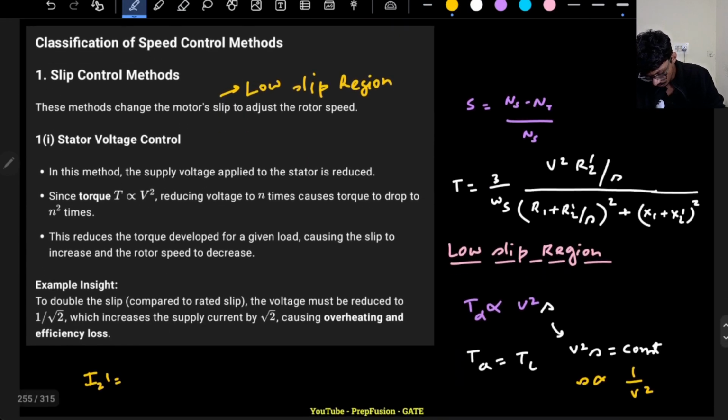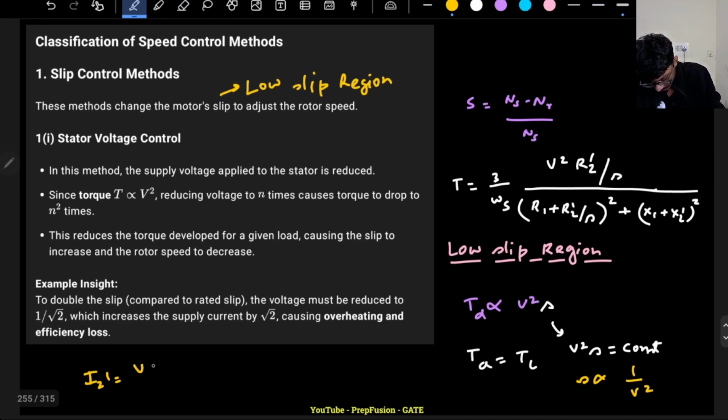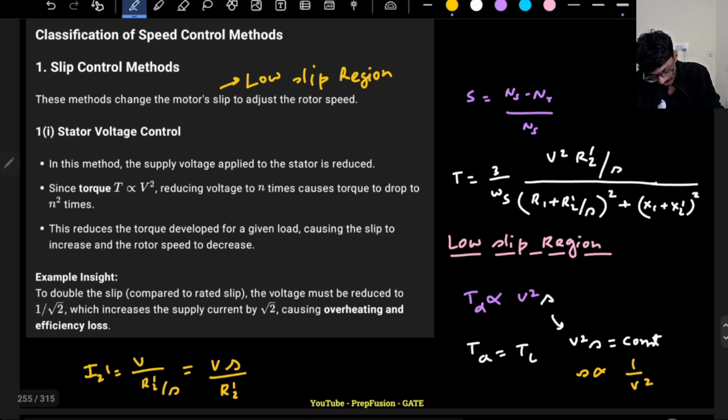So what is happening to the current? Roughly the current will be voltage upon the resistance, that is R2 dash divided by S, which equals V into S divided by R2 dash. What have I told you? I have told you V square into S is constant, that is the developed torque. V square into S is constant.